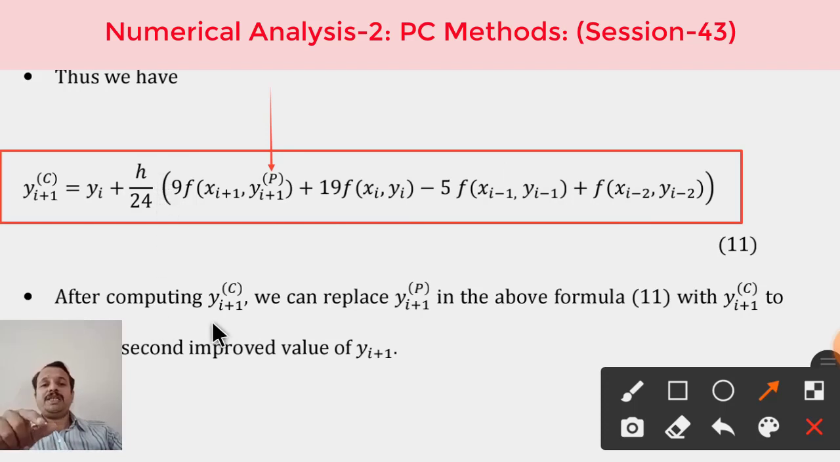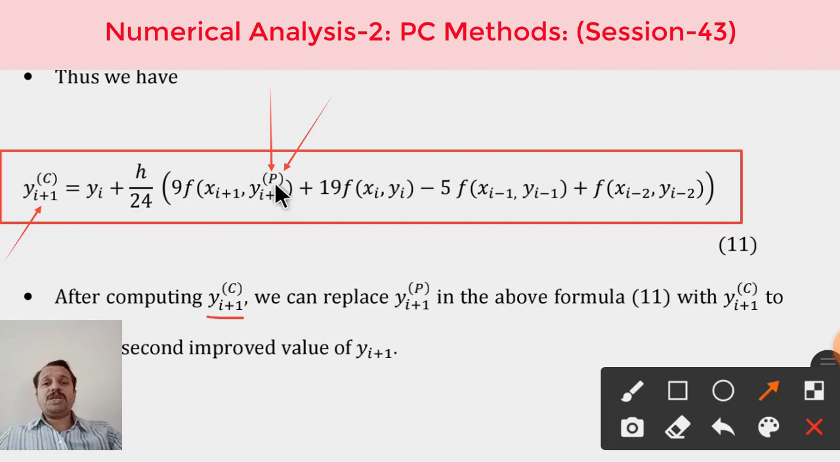After obtaining the first correction y_{i+1}^c, we should not stop. We will once again do another improvement. We should try for another correction. I can think, why can I not reuse the value which I obtained here, y_{i+1}^c, in the first step? That is the first iteration. I will get the first correction to this.